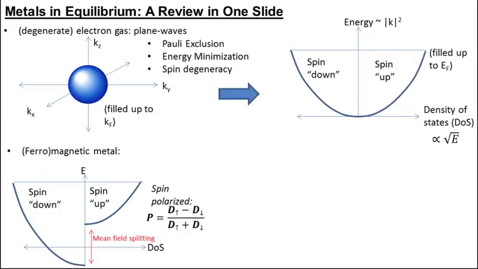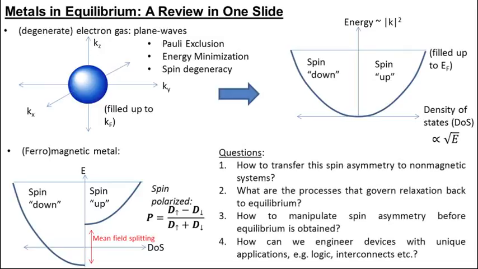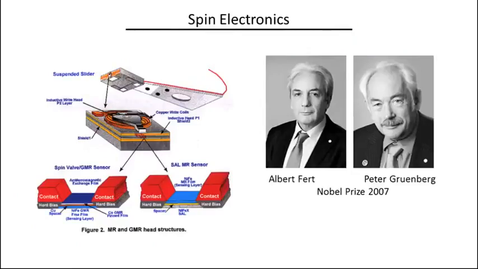Now, we might ask how we can make full use of these spin-polarized electrons in ferromagnets. For example, can we transfer this spin asymmetry to otherwise non-magnetic systems, either other metals or even semiconductors? And if we can, what are the processes that govern relaxation of that spin polarization back to equilibrium in the non-magnetic material? If those timescales are long enough, can we manipulate spin asymmetry before equilibrium is obtained? All of these questions are relevant to exploiting the spin degree of freedom in solid-state devices with the goal of addressing unique applications not effectively dealt with by ordinary electronics.